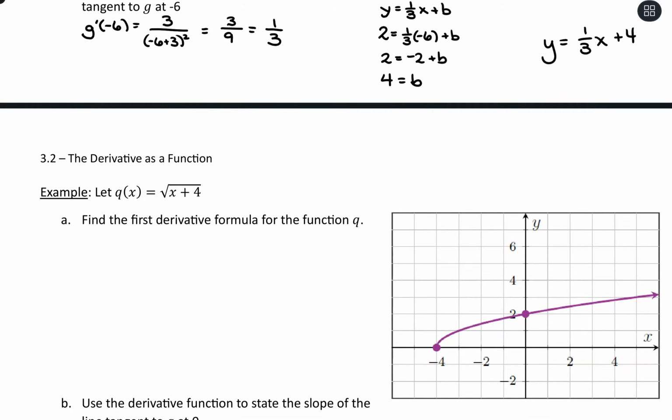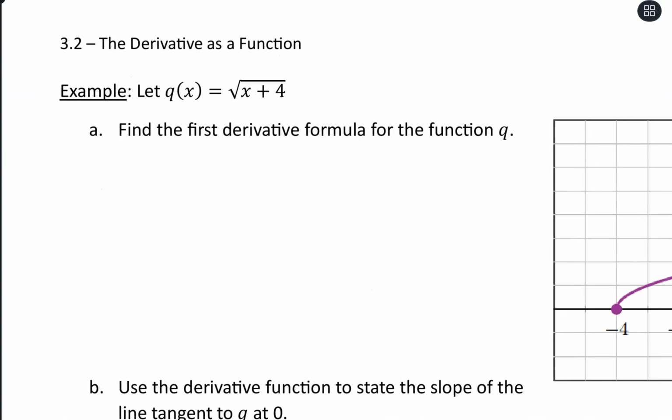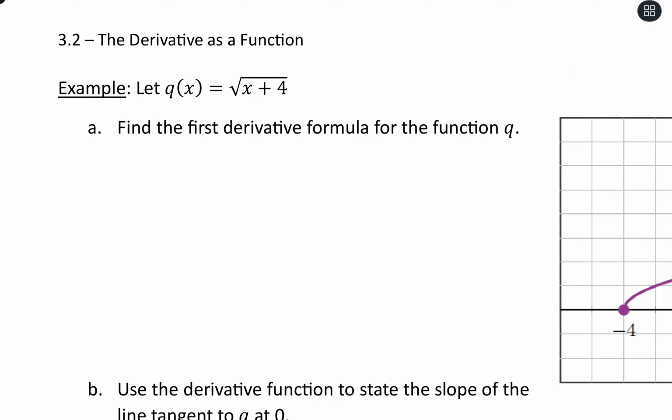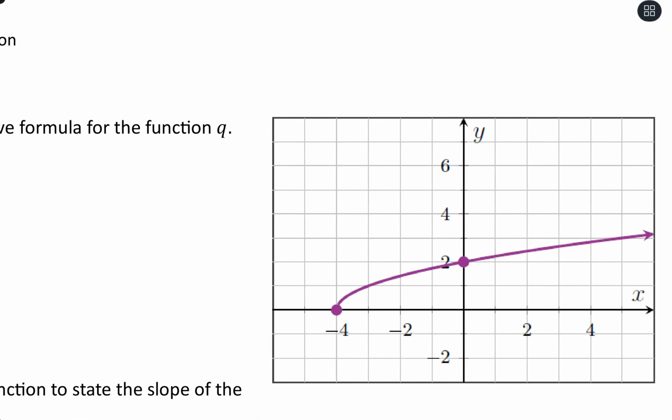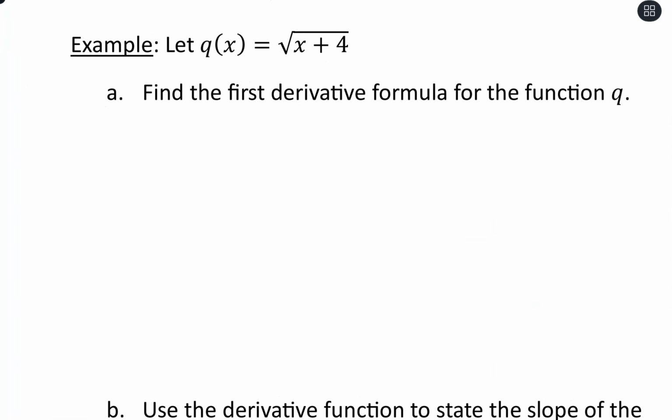Let's go through some more scenarios here. So what I'm trying to do is just get us all those algebra rules that we might need for finding these derivative functions. So we have a radical function, root x plus 4, and what we're going to do is find our first derivative formula for our function. So this is q, so we're looking at q prime of x.